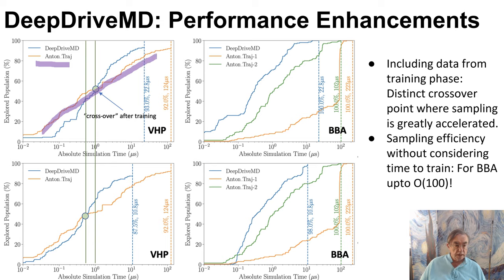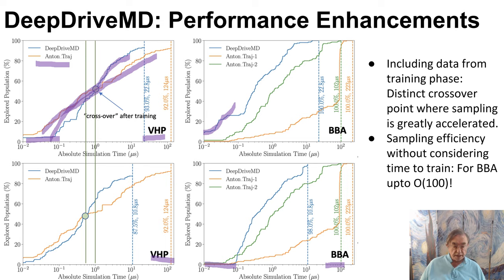This is for this VHP protein. Here's BBA. I'm not quite certain what they are. And here you can see actually the DeepDriveMD is exploring the population very badly. That's because it's learning. Once it's learned, it really sprints up and comes on ahead of Anton. In some cases, it appears to do just better from the beginning. I'm not quite certain why that is. Maybe it's already pre-trained. Here is an example for BBA, where it has a clear training component.